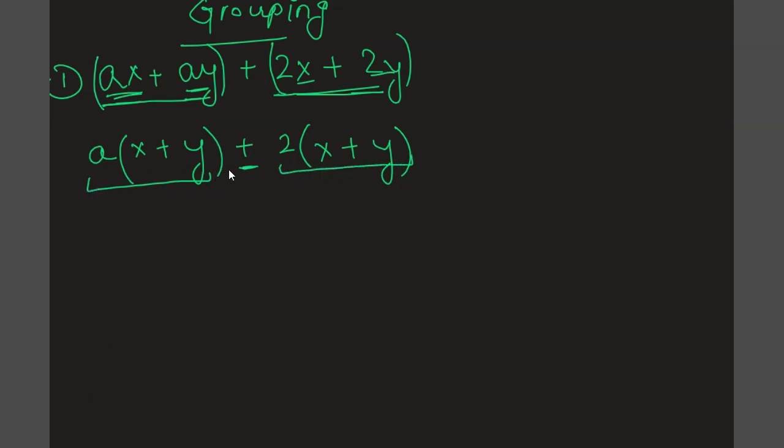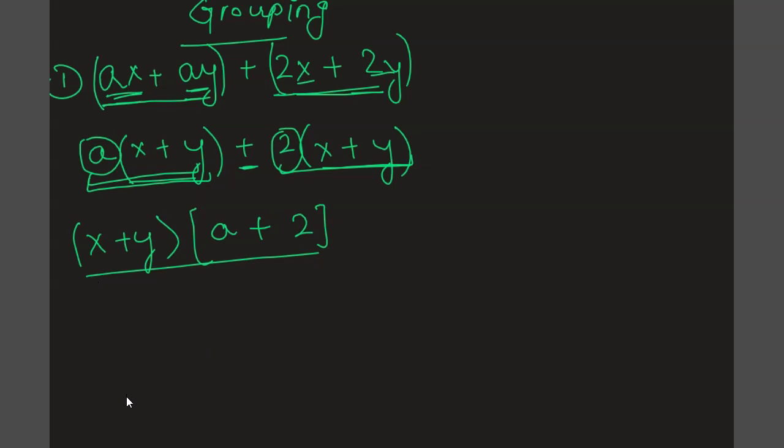In the first term and in the second term, I have x plus y as common. So I'm going to take that out as common. And then what am I left with inside? From the first term, I'm left with a. I put this plus sign here. From the second term, I'm left with 2. And this is my final answer.